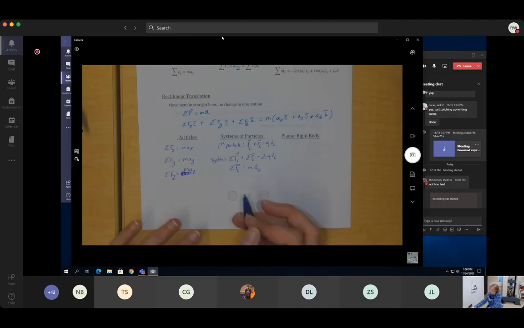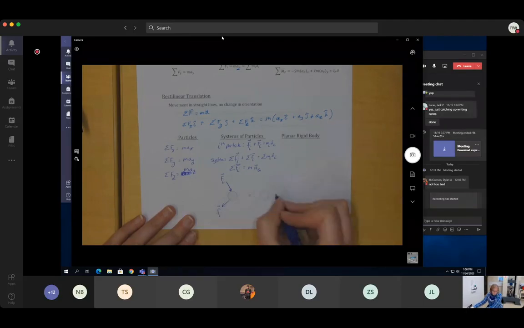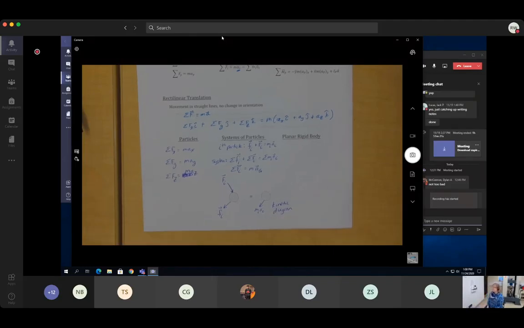Okay, and so if we were to look at some individual particles, we'd have external forces and internal forces. And together they would give us the kinetic diagram, or the total mass and acceleration, or the acceleration dependent on the particle mass for that particle.